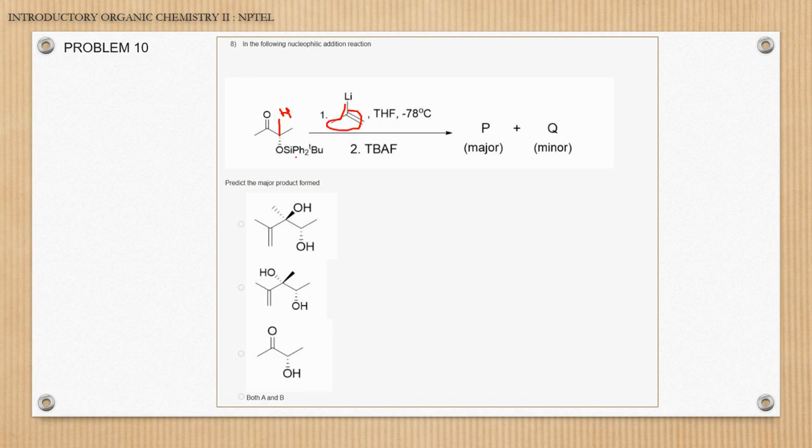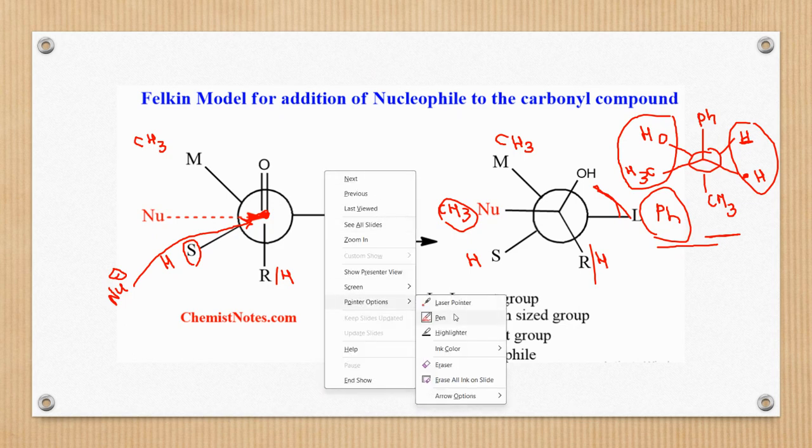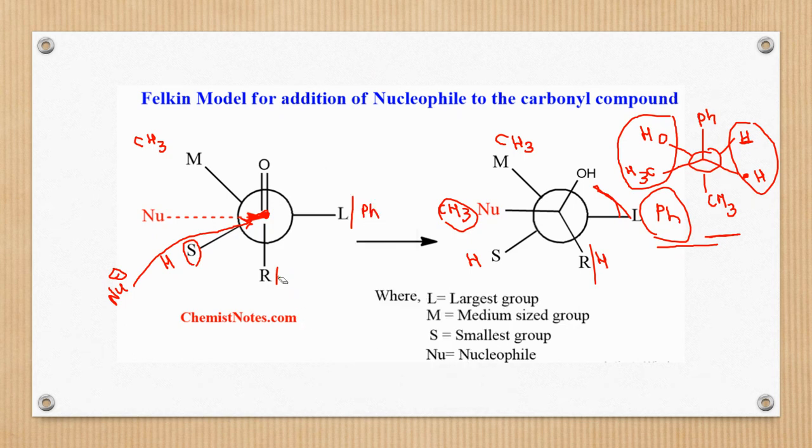And TBAF is the deprotecting agent only. So TBAF will deprotect this silyl group and this will generate an OH. That is why in the final product you are getting this OH. Okay. So similarly you have to draw this for this as well. It is better to draw in that particular thing only. Okay.